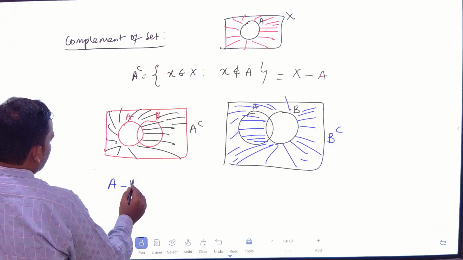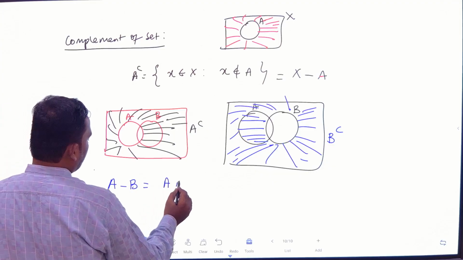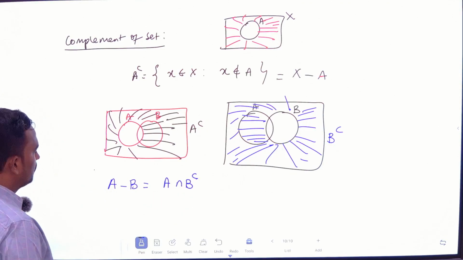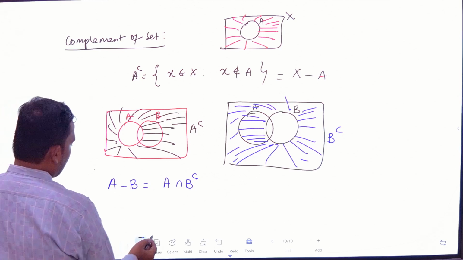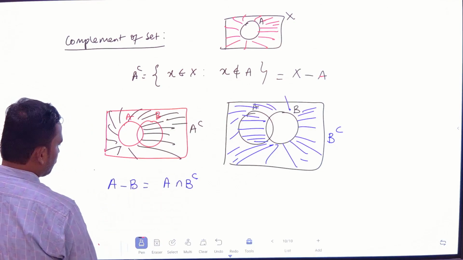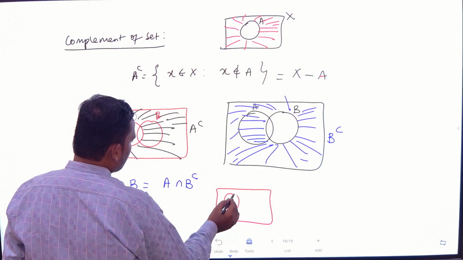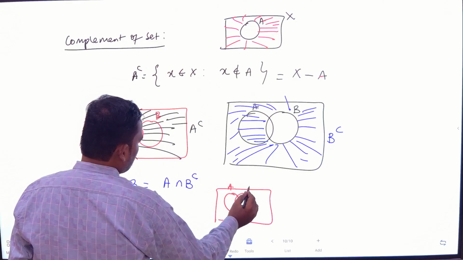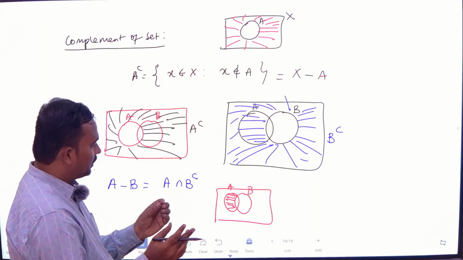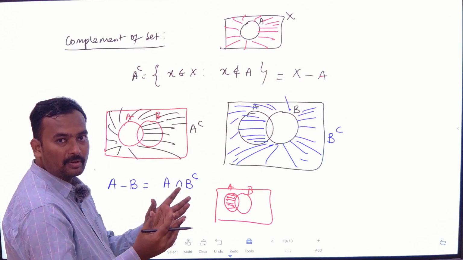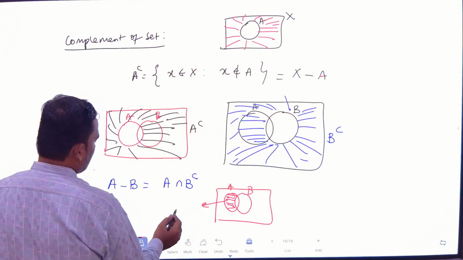You can see A minus B. Equivalently, A intersection B complement we can write. Is it correct or not? How can we check this quickly? Here A is there, this is B. So A minus B means what? You take the common elements of A and B and remove them from A. That is A minus B. This is A minus B.